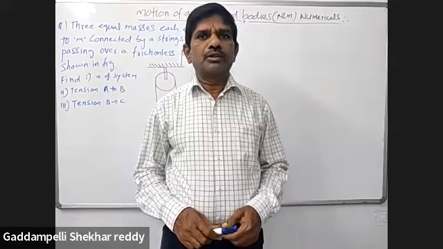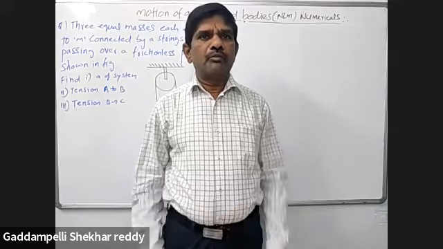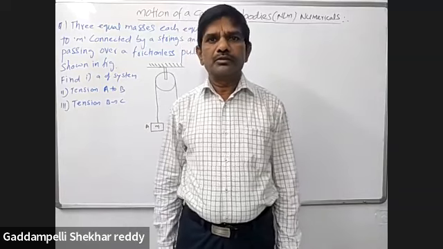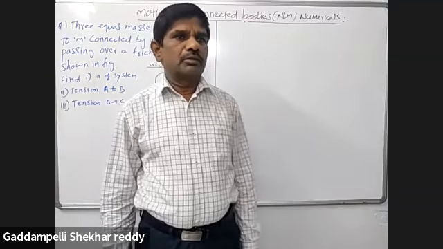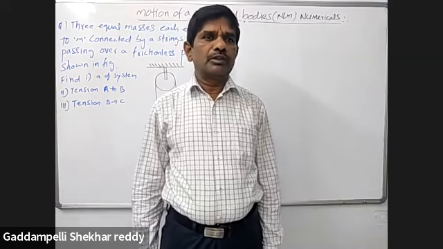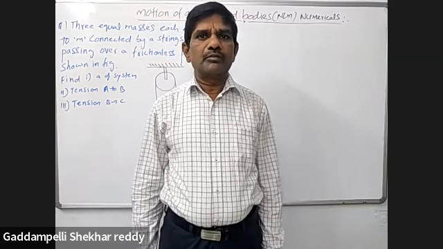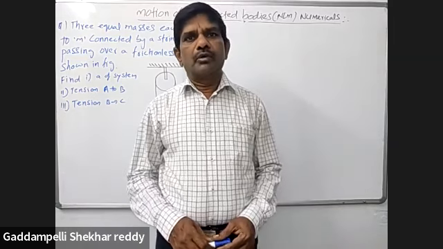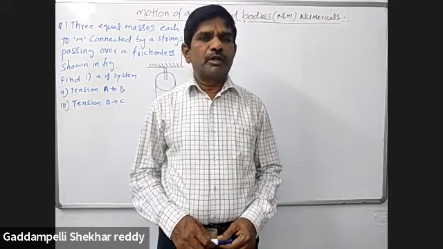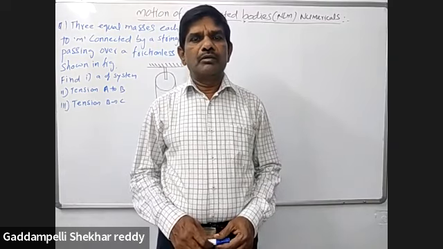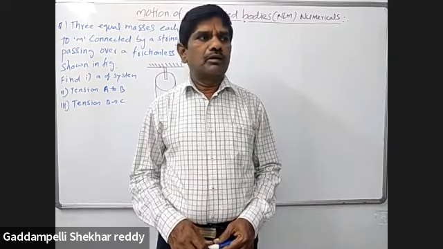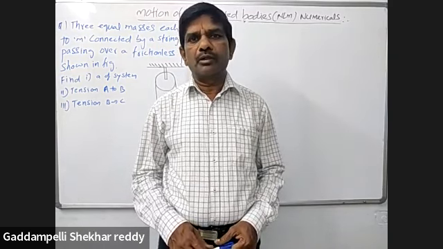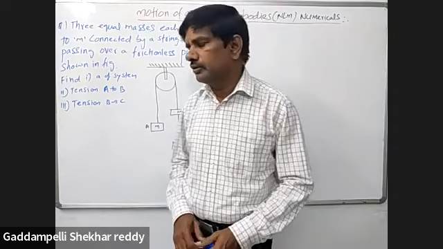Today we are going to discuss numericals on motion of connected bodies. In previous videos we discussed different conditions of connected bodies: one body on a horizontal surface with the next body vertically suspended, and one body connected with a string on an inclined plane with another body suspended, and other conditions.